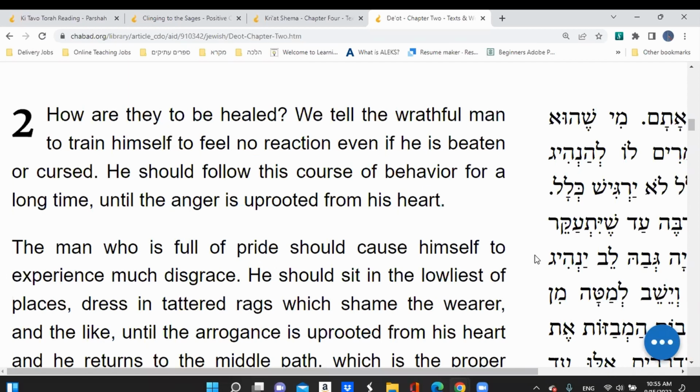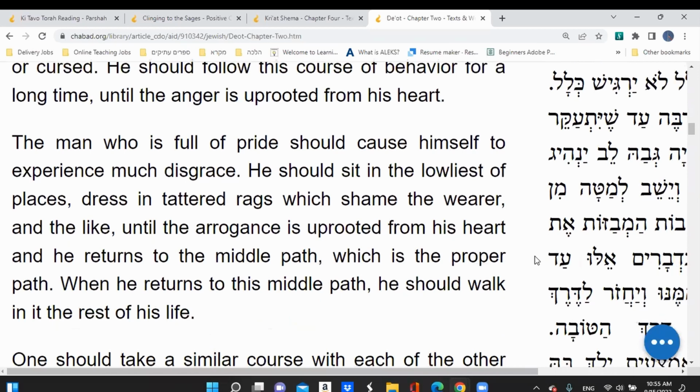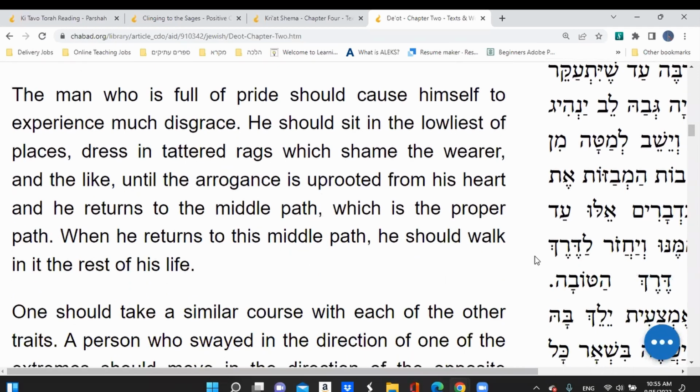The man who is full of pride should cause himself to experience much disgrace. He should sit in the lowliest of places, dressed in tattered rags, which shame the wearer, and the like, until the arrogance is uprooted from his heart and he returns to the middle path, which is the proper path. When he returns to this middle path, he should walk in it the rest of his life.